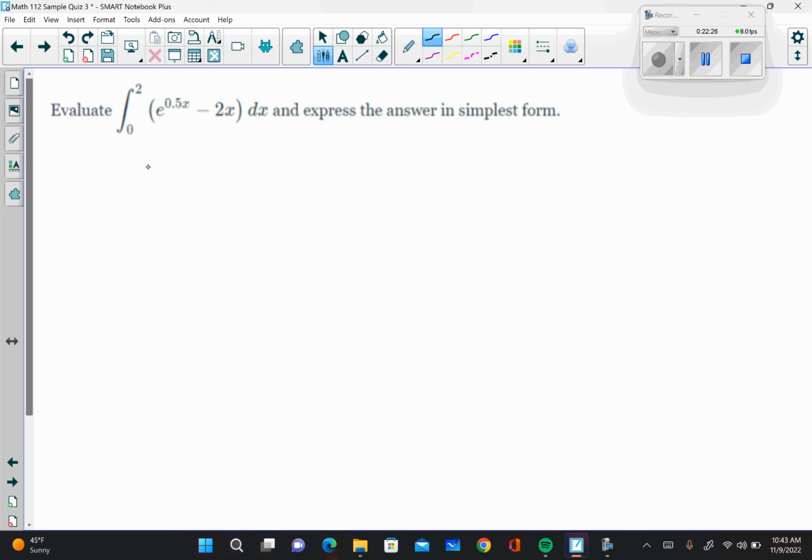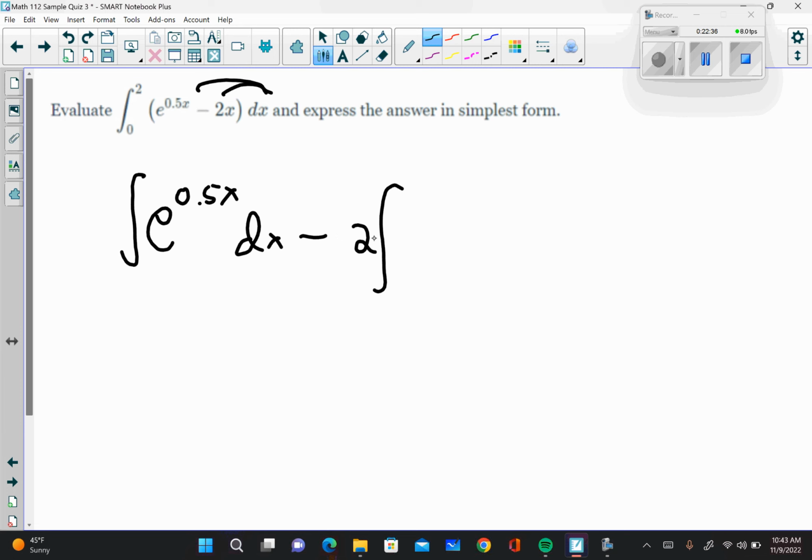Two terms, we're going to make two integrals. The integral of the first term, don't forget the dx has to also distribute, and then minus the integral of the second term, which is 2x, don't forget dx. But after the minus, it's easy. It's 2x to the 2 over 2, just like the last problem, because 1 is the exponent.